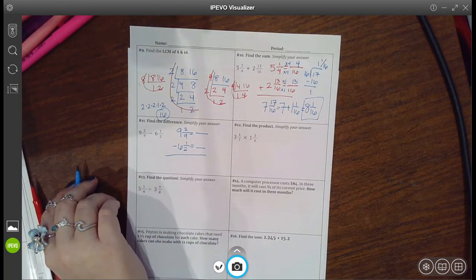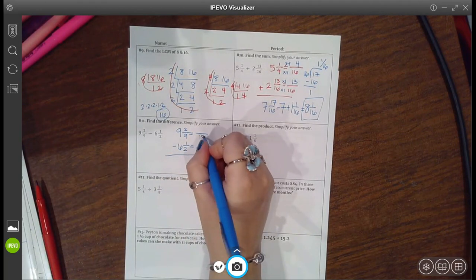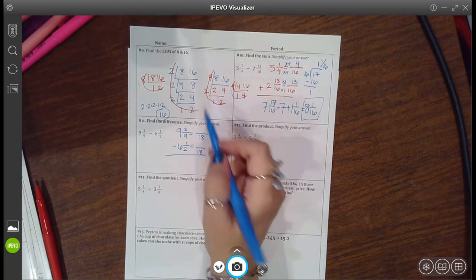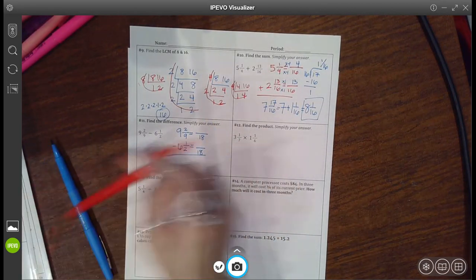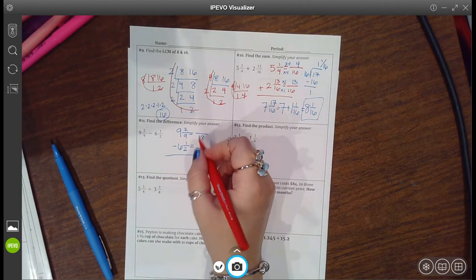Can 2 become 9? No. So 9 times 2 is 18. Can 2 become 18? Yes, then they both can become 18. Or you could do the latter to find them. Now I want to create equivalent fractions with the common denominator of 18.